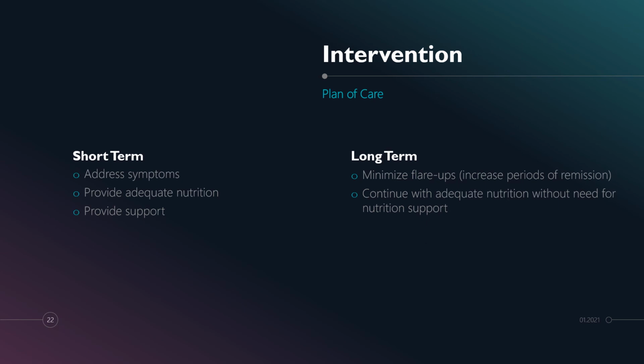So for the intervention, really the plan of care here was to address both the short-term and the long-term goals that we have for the patient. So ultimately in the short term, we really just wanted to address those symptoms, wanted to provide adequate nutrition for the patient, and also just provide support, really give as much information as we could about the symptoms and just how to adequately feed herself in the situation that she was in.